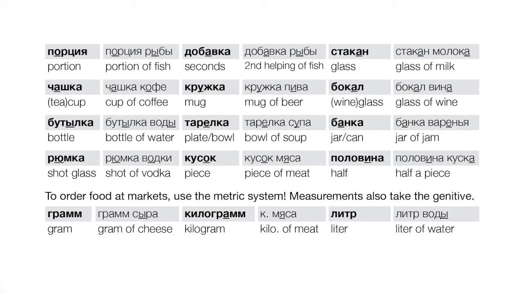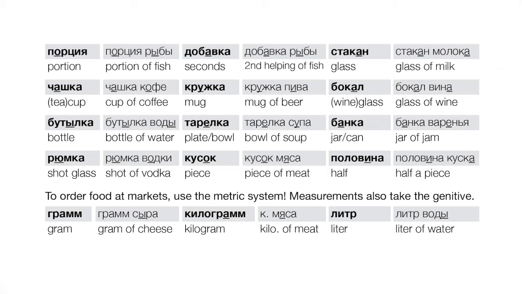Okay, anyway, banka is a jar or a can. Банка варенья, a jar of jam. Рюмка, that's a shot glass. There are other words for that, but рюмка is one. Кусок is a piece of anything, really. Кусок мяса. And половина means half. So половина куска would mean half of a piece, for example.